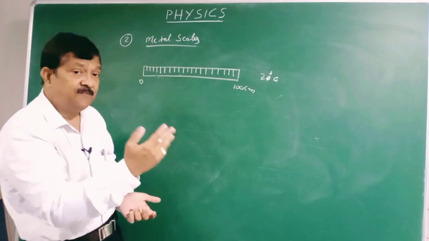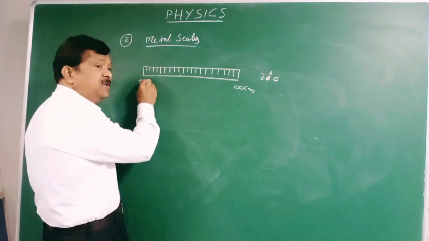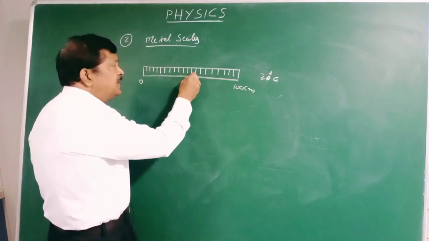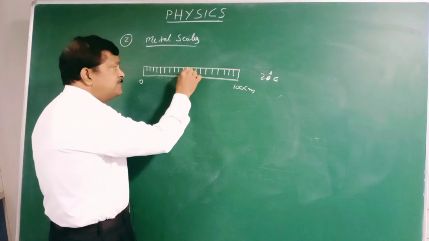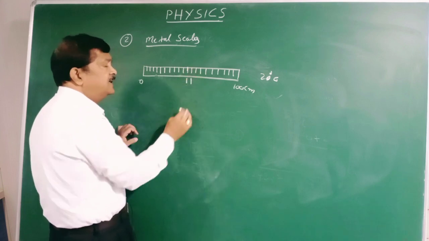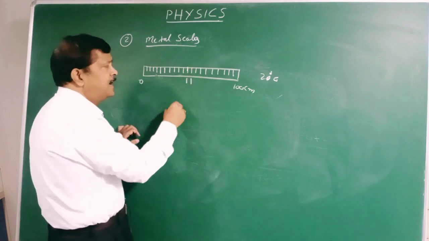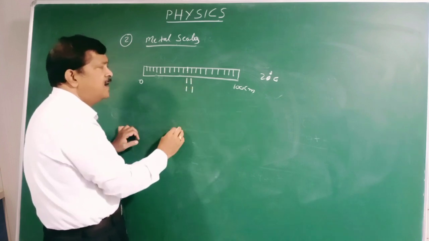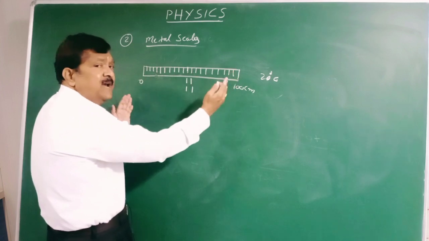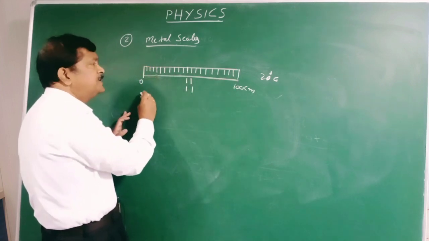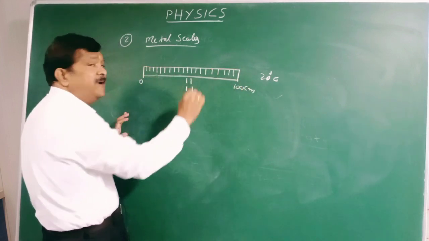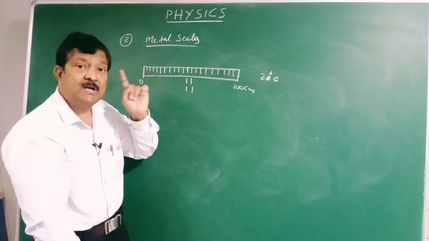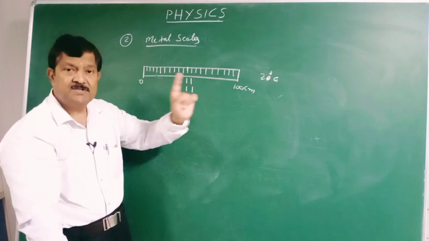But practically if you observe, this end will always be 0. Even though it expands, the distance between every two lines will expand. Two lines present here at a certain distance, which is 1 centimeter, are now slightly farther apart. As a result, all the lines are moving away, but one end will always be 0 and the second end will always be at 100. So it appears to be a meter scale at all temperatures, but it is not correct.